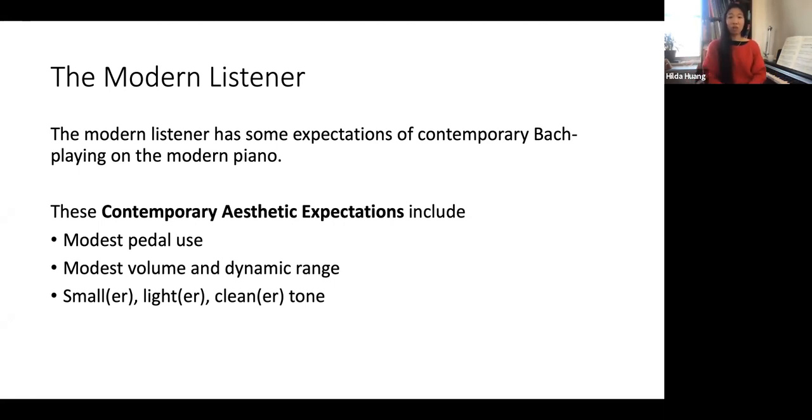And the tone that people seem to associate with Bach is smaller, a little bit lighter, very clean, almost like straight tone singing in a choir. Very clear and crystalline and even tone. This is just the things that I've learned about what a modern listener has come to expect today when they hear Bach.